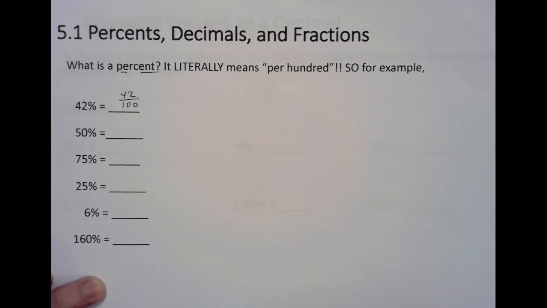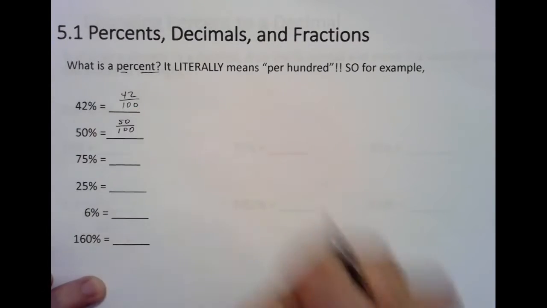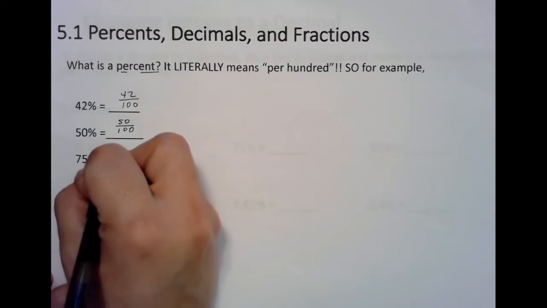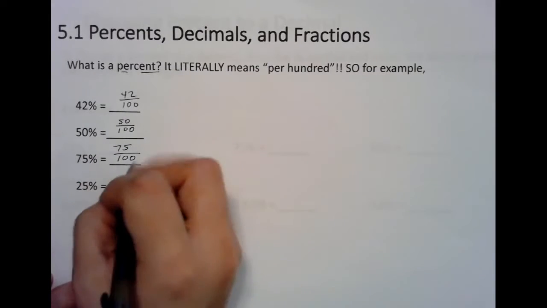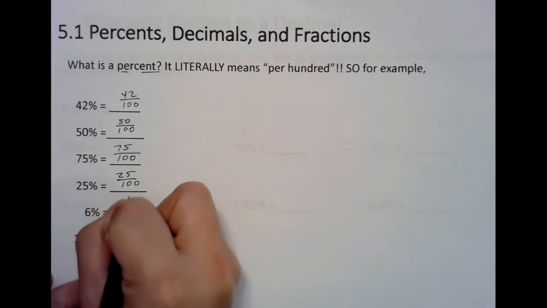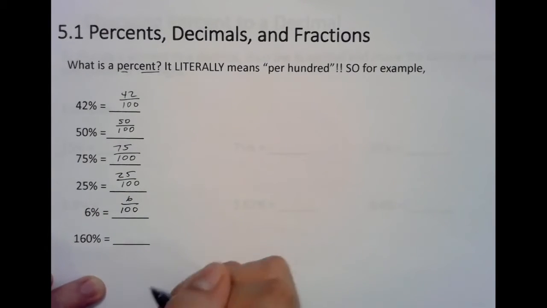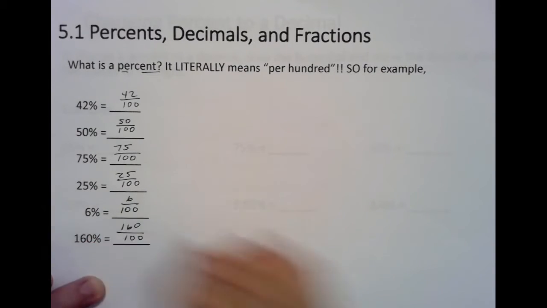Okay, so if we want to write 50% as a fraction, we can just write 50 over 100. 75% would be 75 over 100. It's a ratio, right? 25% is 25 over 100. 6% would be 6 over 100. 160% would be 160 over 100. So in other words, anytime you see a percent symbol, you can rewrite it as a fraction by putting the entire number over 100.